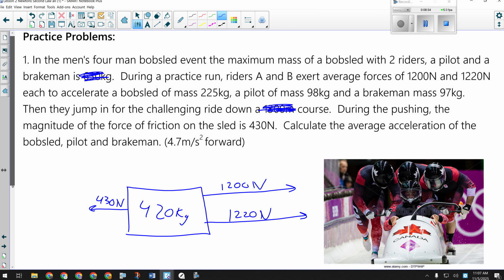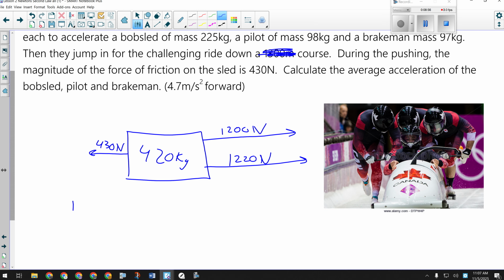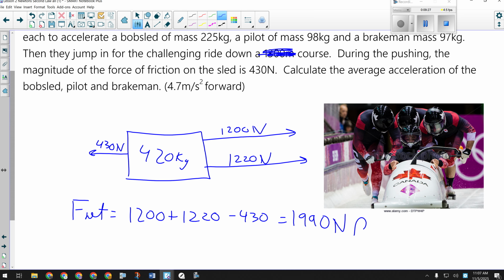So first thing I've got to do is calculate my net force using the vector sum of all forces. So we've got 1,200 plus 1,220, so that's 2,420, and then minus 430. That should give us 1,990 newtons, and that would be forward.